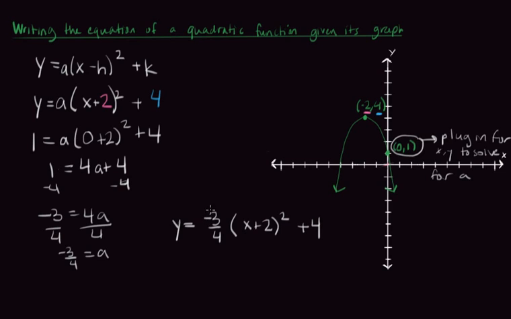Notice that one important thing to check is that a is in fact negative, and this is a down opening parabola, so that makes sense. And that is our final answer.